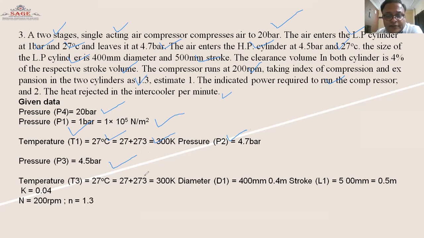Temperature T3 is 27 degree centigrade, 300 Kelvin, and the diameter D1 is 400 mm, that is 0.4 meter. Stroke length L1 is given 500 mm equal to 0.5 meter. K is the clearance ratio that is given 0.04. The speed of the compressor is 200 rpm. N is the polytropic index that is given 1.3 for both the cylinders.